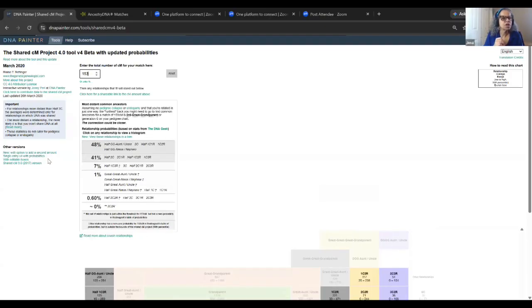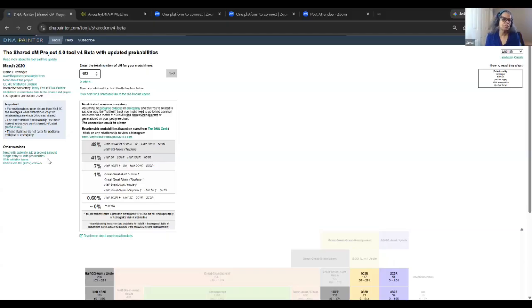And you see that if you're a match to somebody at 153 centimorgans, it opens up a lot more possibilities, right? It opens up half great aunt or uncle, second cousin, half first cousin once removed, first cousin twice removed, half great niece or nephew. And that's just the high percentages. And then you go down to half second cousin, sorry, third cousin when you get lower down. So there's all these possibilities, and it can be overwhelming.